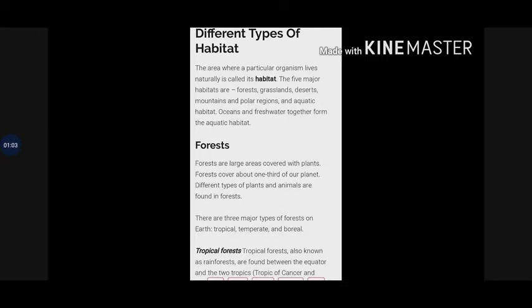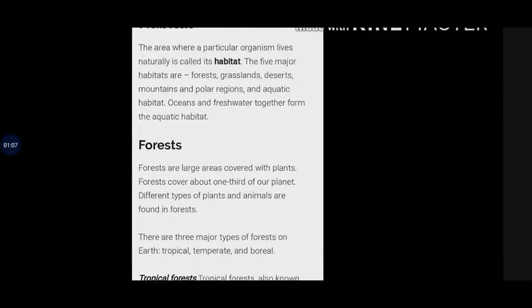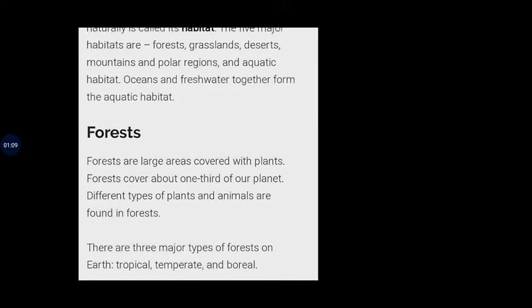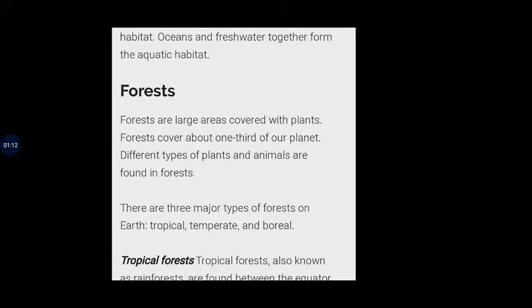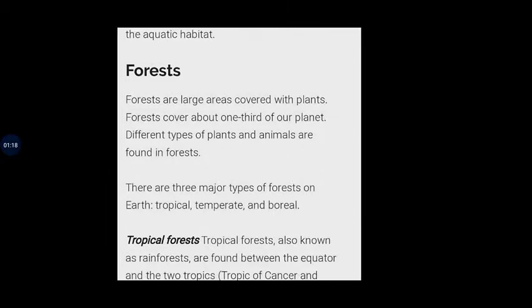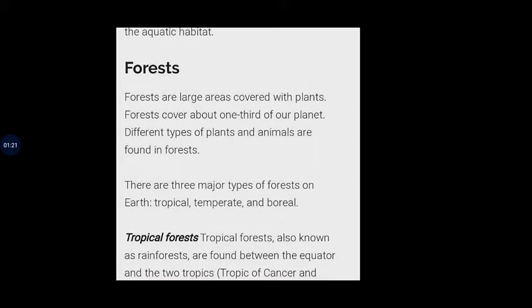Now we will study the various kinds of habitats. First of all, we are studying the forest. Forests are large areas covered with plants, and about one third of our planet Earth is covered by forest. Three major types of forest are seen: tropical, temperate and boreal. Tropical forests are also known as rainforests, and they are found between the two tropics, the Tropic of Cancer and the Tropic of Capricorn.